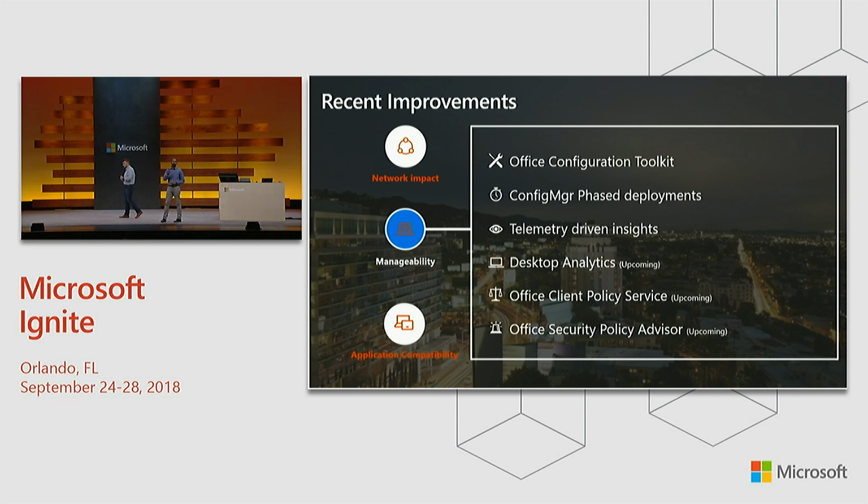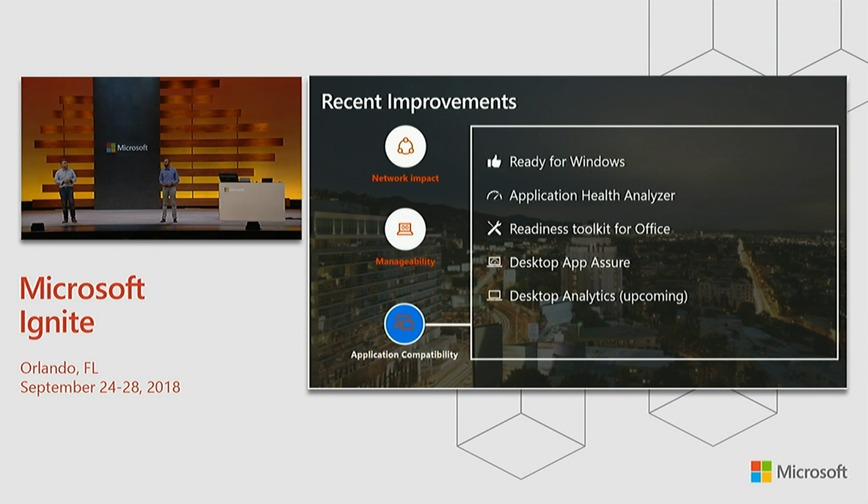And finally, we have another tool set that we're also announcing this week, which is the Office Security Policy Advisor. What this gives admins is the ability to identify areas where we can improve the overall security posture. For example, if there's a group of users on this side of the stage, I could say, we know that you're not using macros in Word, and we want to lock those down so there aren't any malicious attacks, basically reducing your overall attack surface. Those are things that we've announced and that we will have available in market soon.